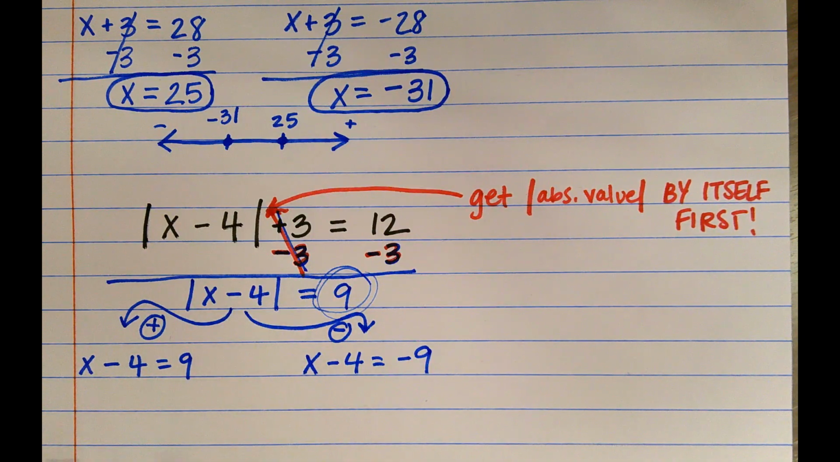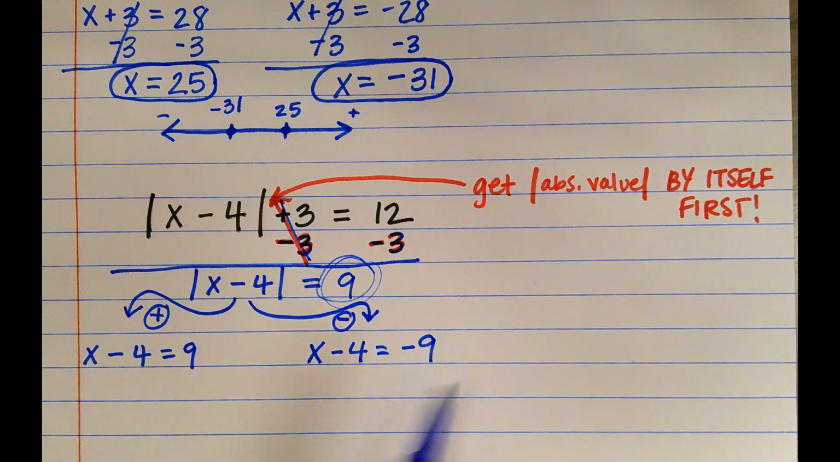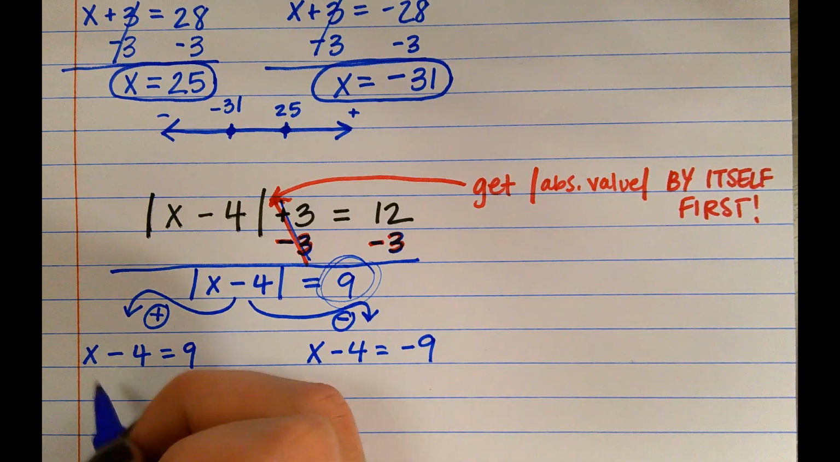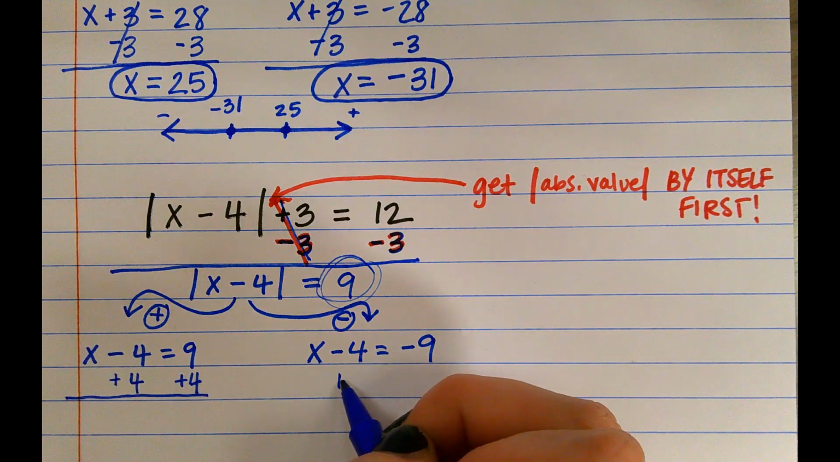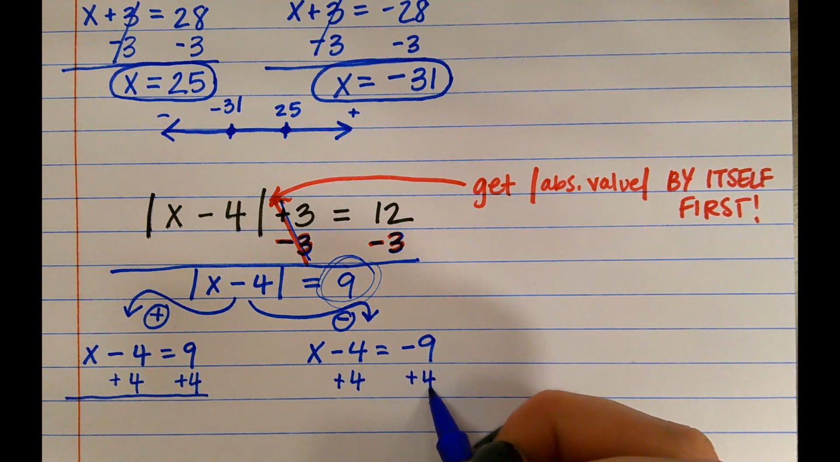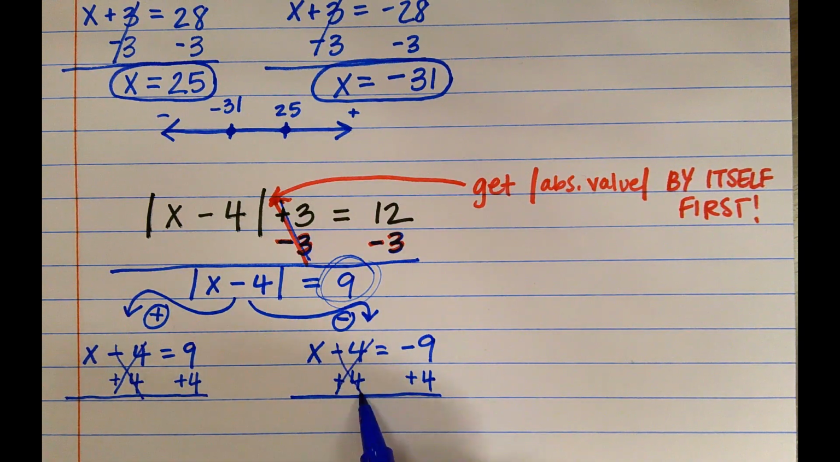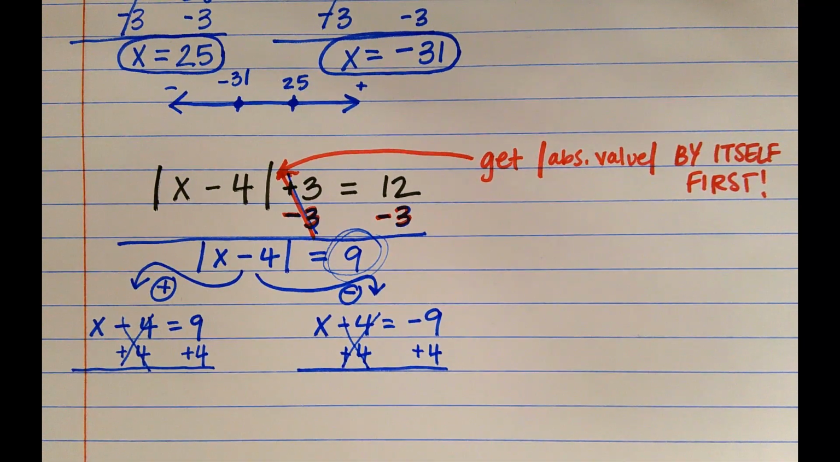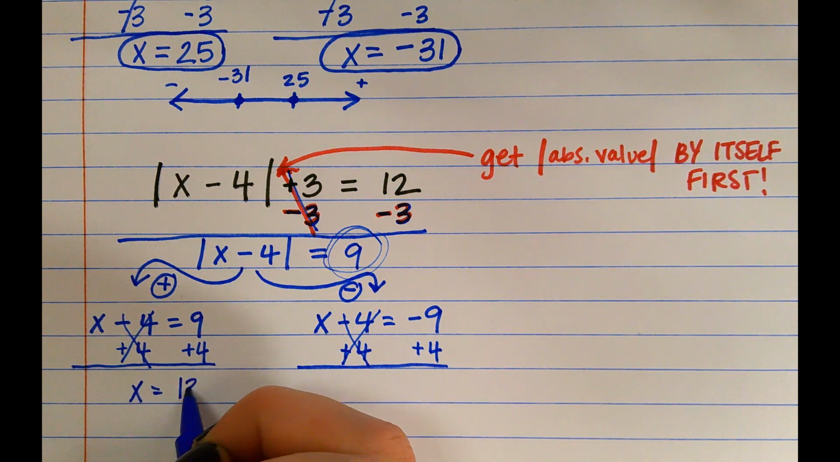So now, it should be fairly simple at this step to solve both problems. In both problems, what do I do next? Add 4. Good. Add 4 to both sides of both equations. You don't have to do them both at once. Sometimes, though, it's almost easier to do it at the same time because you're taking the same steps in both. Then I get x equals 9 plus 4 is 13.